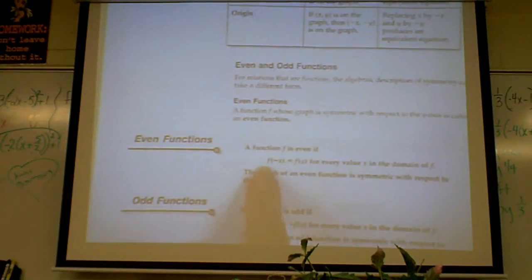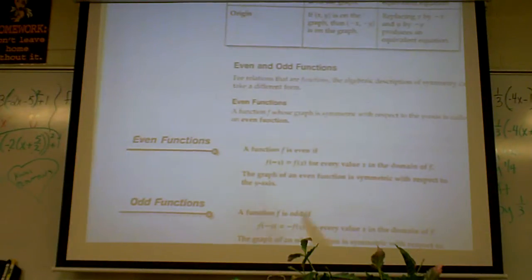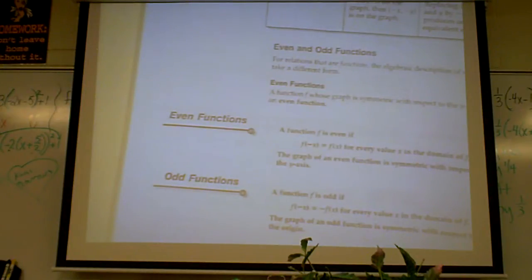Even means it's symmetry to the y-axis. Odd is symmetry to the origin. What's an easy way to remember the odd one? They both start with O. That's how I remembered it. They both start with O. Okay? Then you're just going to have to remember the even one is the y-axis.